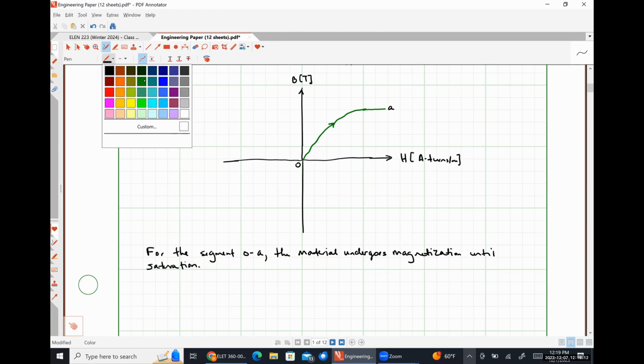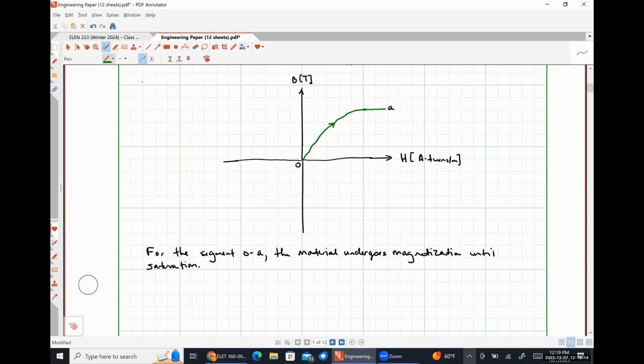So instead of going straight back down to where it was, instead we're going to see something like this. So it's going to come down and then it's going to stay at some value here. So this point is B, like so, and we can see that we have some residual magnetization.